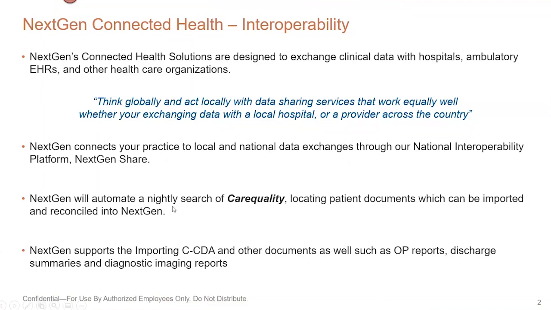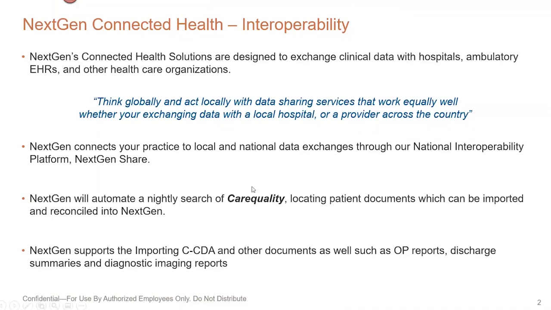Now, we'll do a nightly search of Care Quality, and all that is just an engine for health information exchanges where we can locate documents for a patient, and we then have the tools to import that immediately into the patient's chart. So your clinicians, when they launch into that patient's chart for the first time, can review that CCDA or transition of care document and reconcile it into NextGen. So again, we do all the heavy lifting for you. You just tell us what time you want us to look through the health information exchanges powered by Care Quality, and then we have the ability to download the information directly into the patient's chart so your clinicians can review it and then reconcile it.